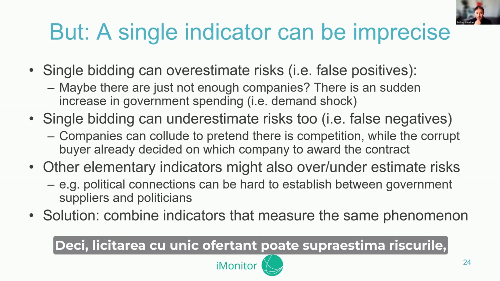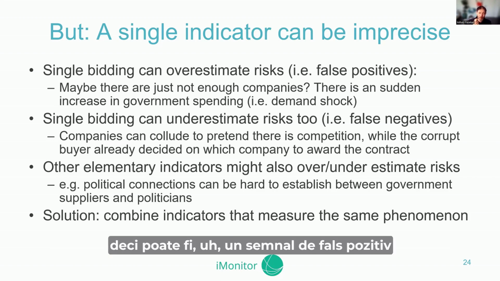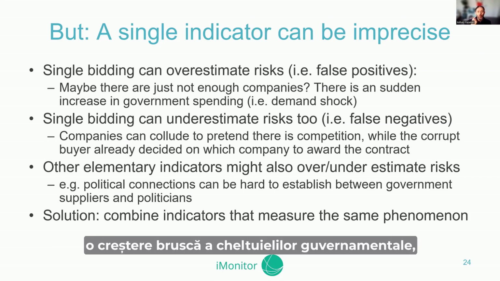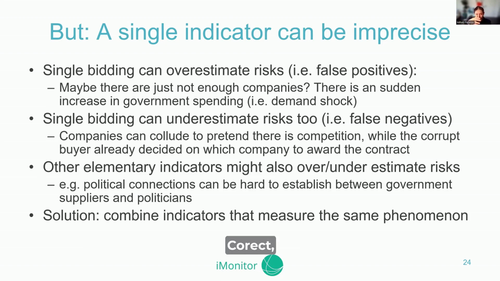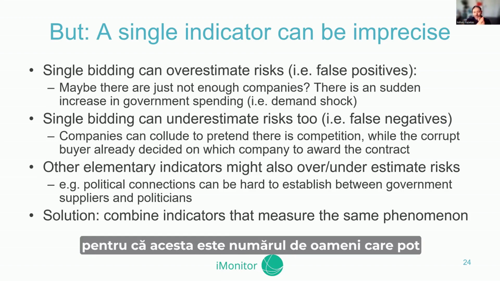So single bidding can overestimate risks, so we signal a false positive when there were just not enough companies, or the demand was really specific. Or there was a sudden increase in government spending, so suddenly a lot of supply was demanded and the market just couldn't absorb it, right? Because this is the number of people who can build a highway in this country, and suddenly you want to build a lot of highways.